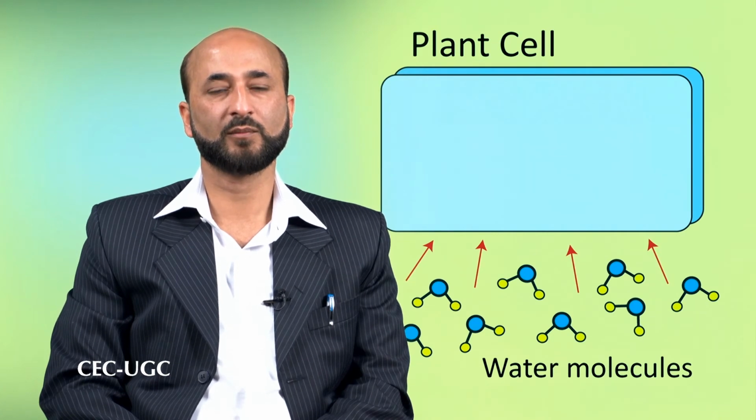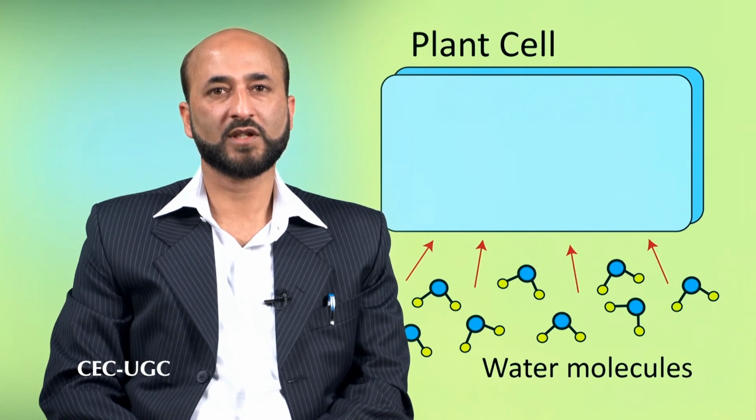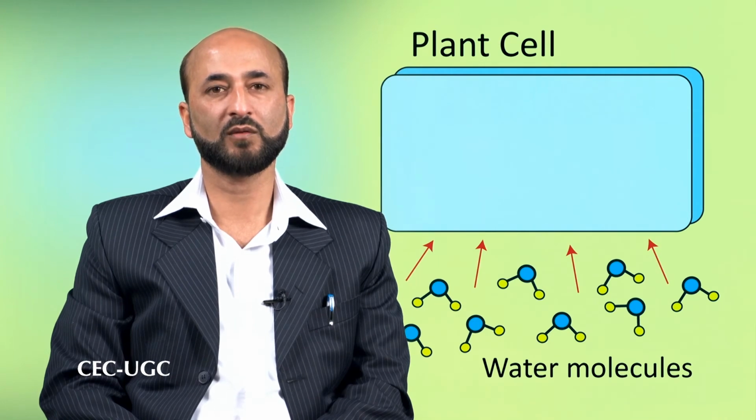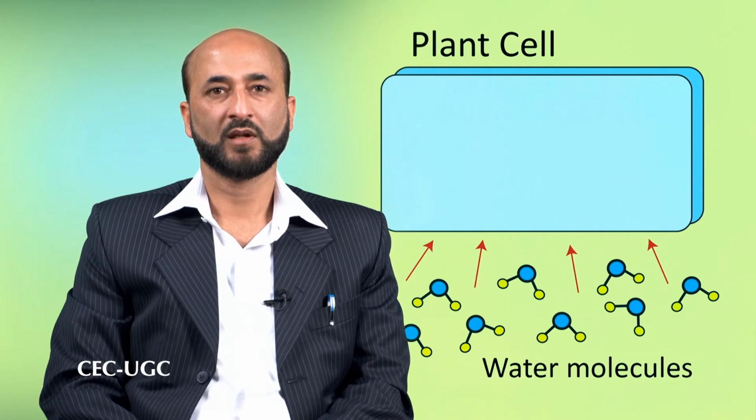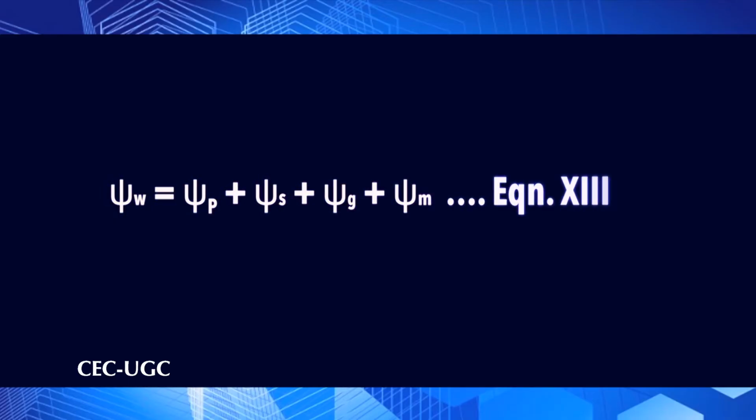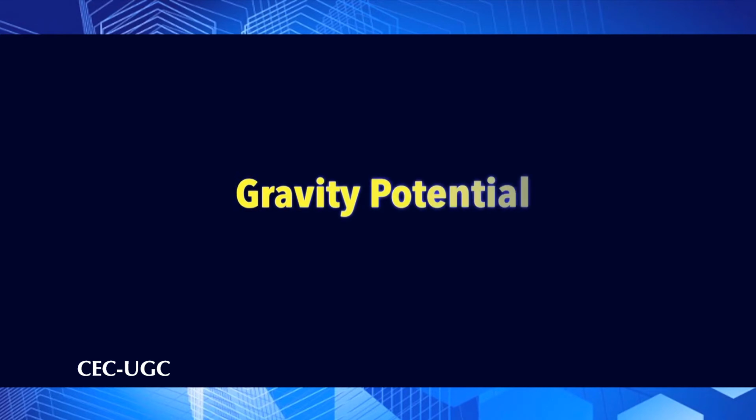Osmotic potential and pressure potential are the two major components of the water potential. Besides osmotic potential and pressure potential, there are two more components, the gravity potential and matric potential, which contribute to the total water potential, although to a lesser extent. Thus, we can write water potential is equal to pressure potential plus solute potential plus gravity potential plus matric potential. Now, what is this gravity potential?